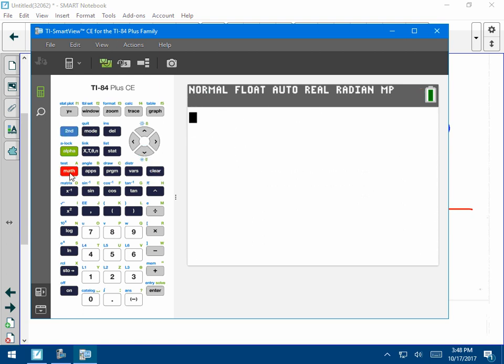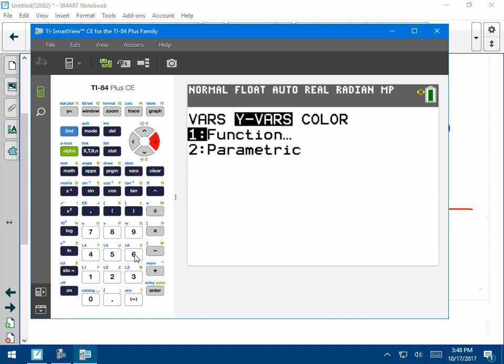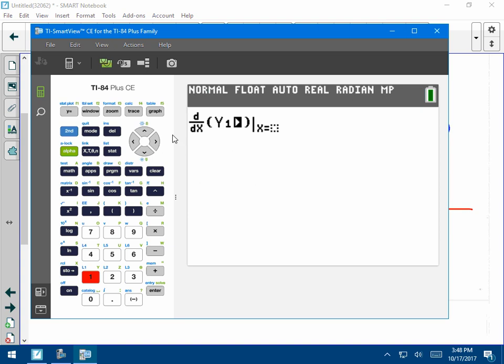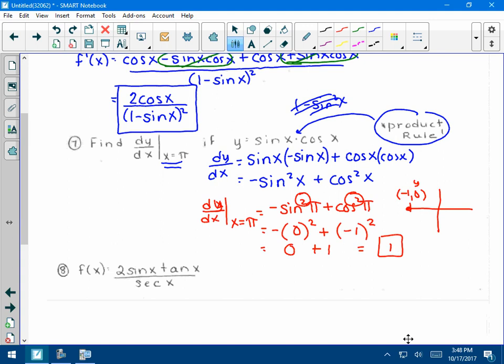And if I do math 8, so the derivative with respect to x of that function, vars, y vars, function y1, at x equals pi. When we get that number, remember rounding works a little weird with n-derivs, so that's going to be essentially 1. So that confirms our answer there.